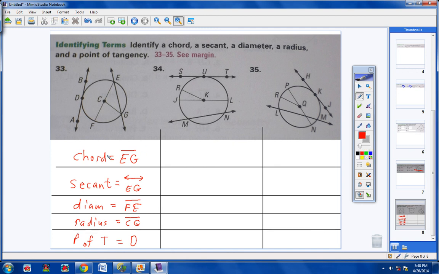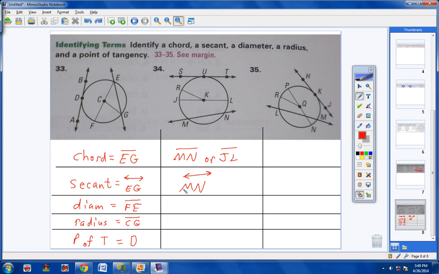So let's now find a chord for this circle. You could say segment MN. Be sure and put the segment symbol up top. That's a chord. You could also say JL. JL is also a chord. Either one of those two would be fine. Now a secant, a line that passes through the circle in two places. That would be MN, only don't put a segment symbol, put a line symbol. Line MN passes through the circle twice. That would be your secant line.